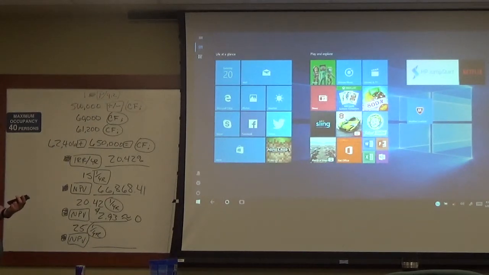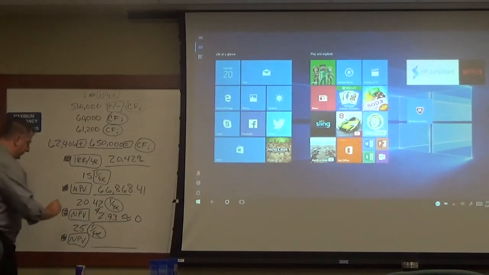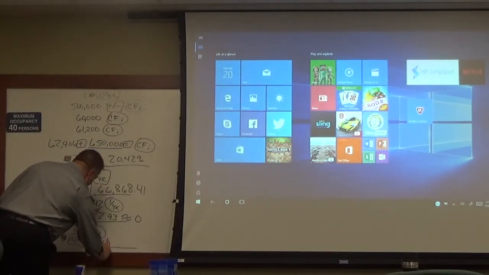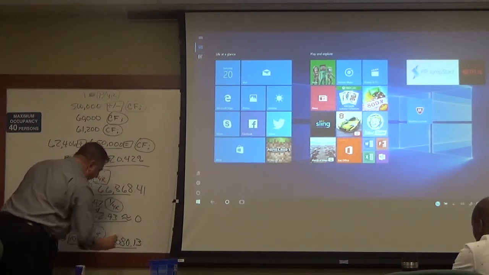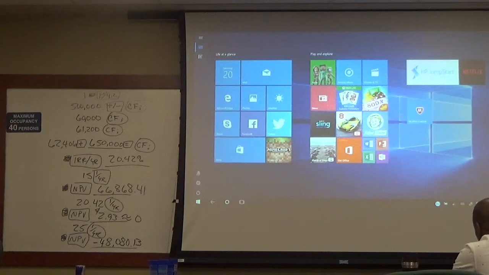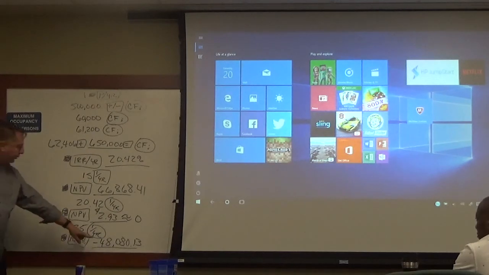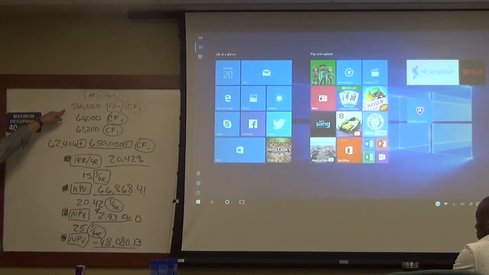What's different about this number? It's negative: 48,080.13. So what is that telling us? That's telling us we shouldn't do this property because we have a negative net present value, but we could do it if we were to spend $48,000 less than $500,000. Does that make sense? Then we would at least break even.